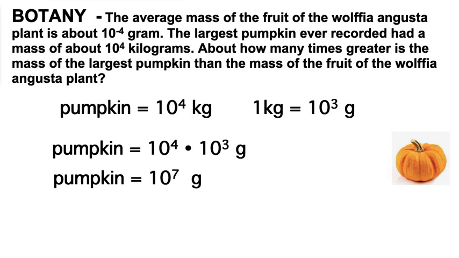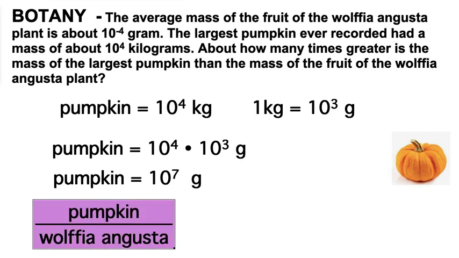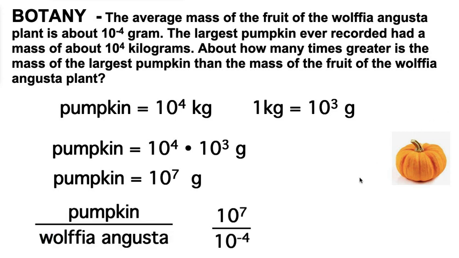Now, if that's 10 to the 7th, I want to say how much bigger is that than that little wee thing, the Wolffia Angusta. I know I'll get some botanists complaining about my pronunciations, but that's what I get for posting on the internet. I'm going to take 10 to the 7th divided by 10 to the negative 4, or another way of saying it, how many times does that little tiny number go into 10 to the 7th? Well, I'm going to use my quotient of powers law, 10 to the 7 minus negative 4, which is going to be 10 to the 11th. Wow, that's how many times bigger.